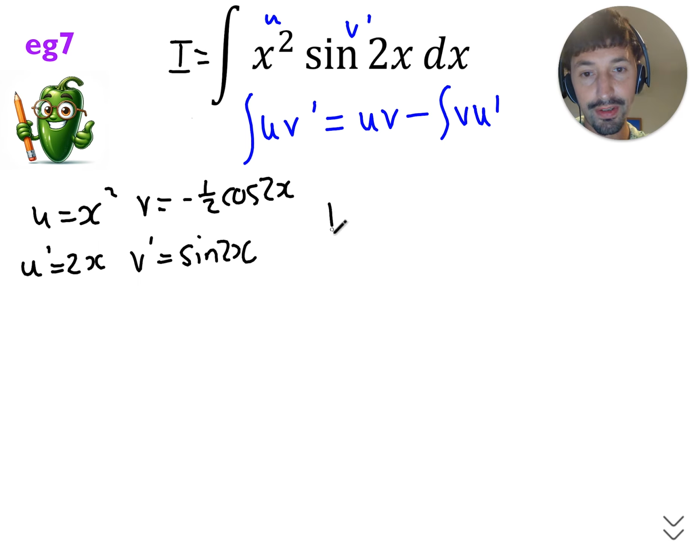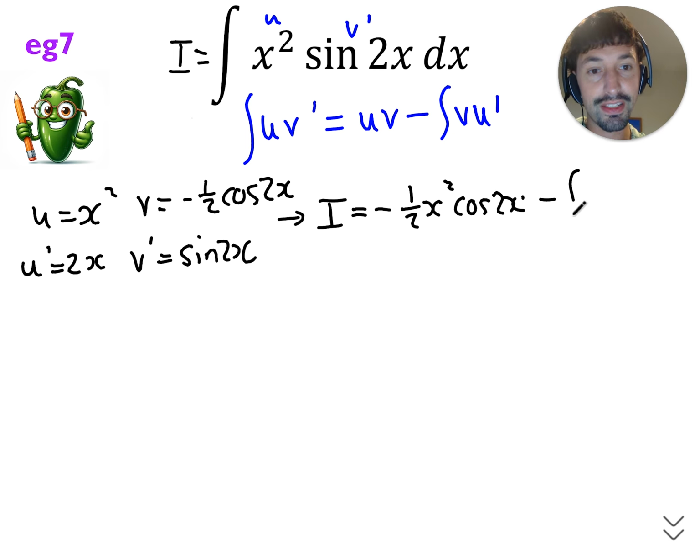And so using the formula, our integral is going to become negative a half x squared cos 2x minus the integral of, so we're going to do a minus a half times the 2 will become minus 1. So we're going to end up with negative x cos 2x. But because we're subtracting the integral, we can actually just double negative, make that a positive, and you're just going to end up with x cos 2x dx is this thing we have to integrate at the end.